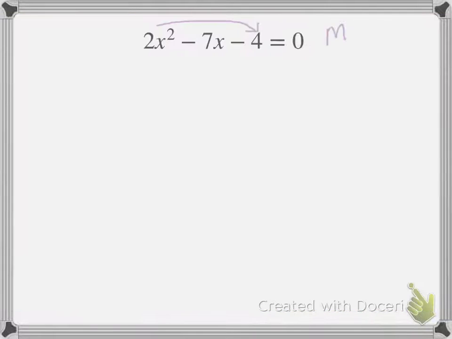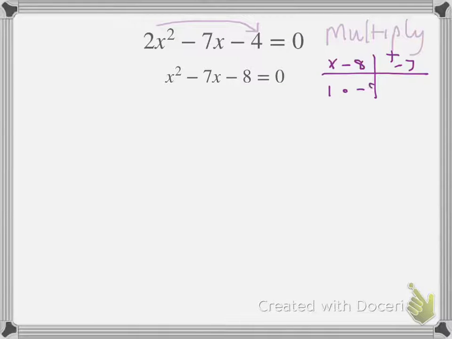Alright, let's get going. So the first thing we're going to do is take the 2 and multiply by the negative 4. I rewrite my problem. I now have x squared minus 7x minus 8 equals 0. So now I'm going to ask the infamous question, what do I multiply to get negative 8 but add to get negative 7? I've written two of the alternatives there. It's either 1 times negative 8 or negative 1 times 8. Which is it? Well, 1 plus negative 8 gives me negative 7.